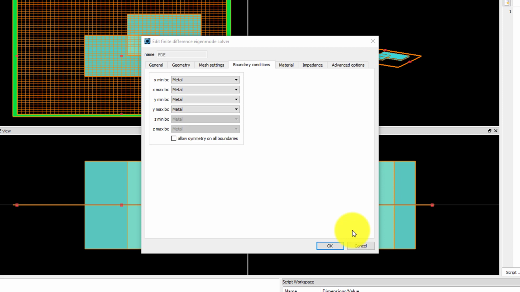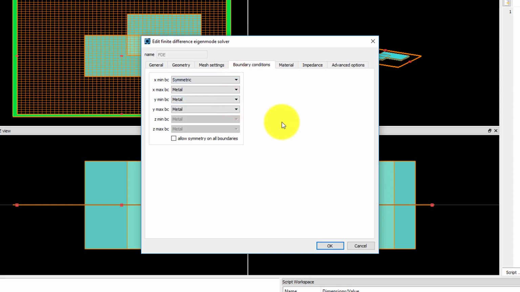You can use symmetry and anti-symmetry to reduce the memory usage. Using symmetry boundary conditions means the solver will only find the modes with a specified symmetry, and other modes will not be found. If you use anti-symmetry here in the x direction, the solver will find only the TE modes. On the other hand, it will only find the TM modes if we set the boundary condition to symmetric.